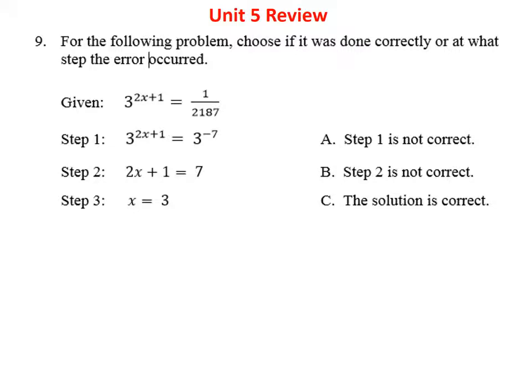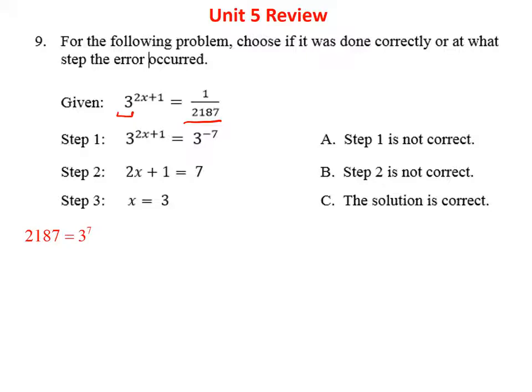Problem 9 gives us a problem being worked and asks us to choose if it was done correctly or identify where the error occurred. So let's begin working the problem and see if we can find the error or if it's done correctly. First off, I'm looking at these two equations and I notice this large number here, and I notice over here we have a base of 3. So my immediate question is, is 2,187 some power of 3? And it is. 3 to the 7th power is 2,187.